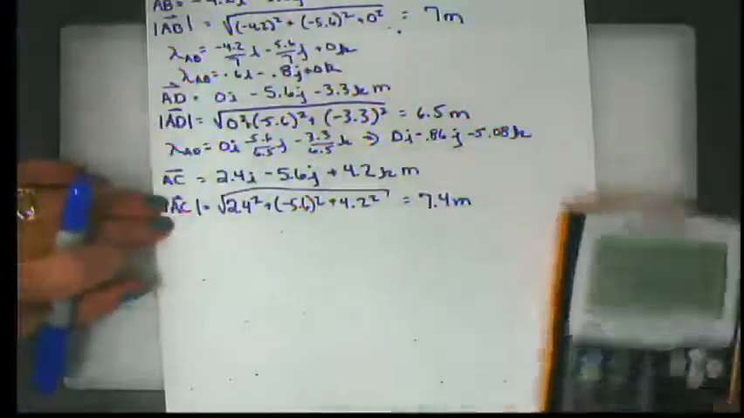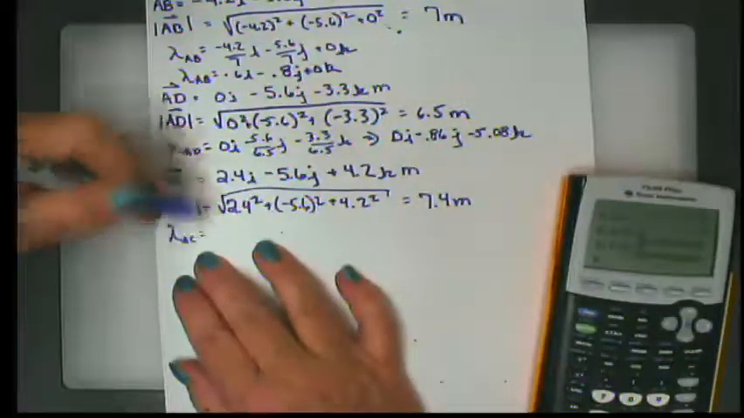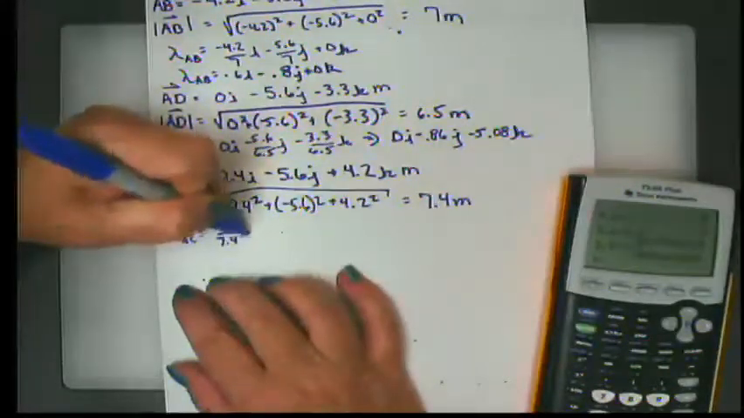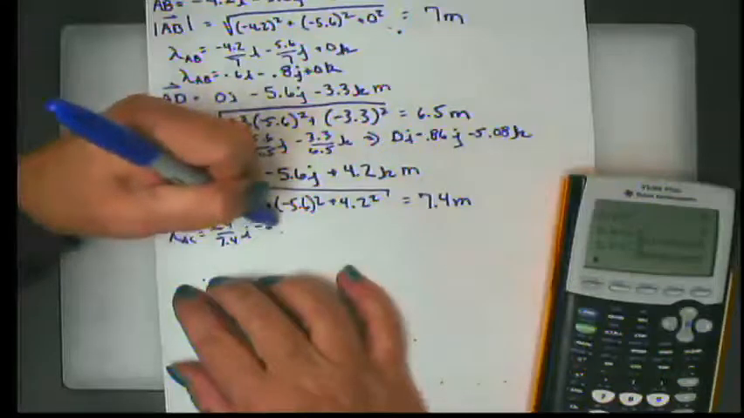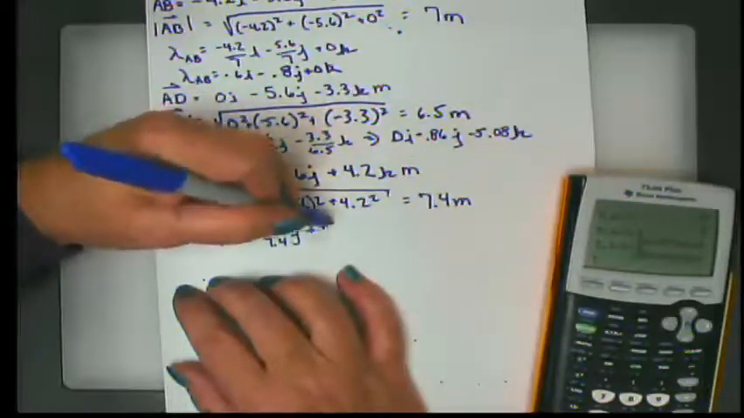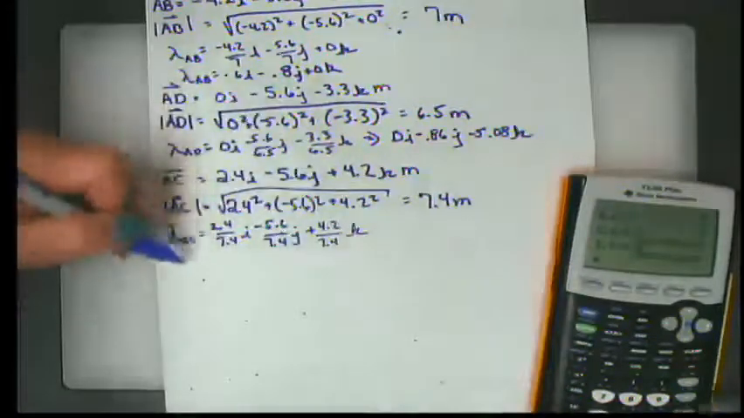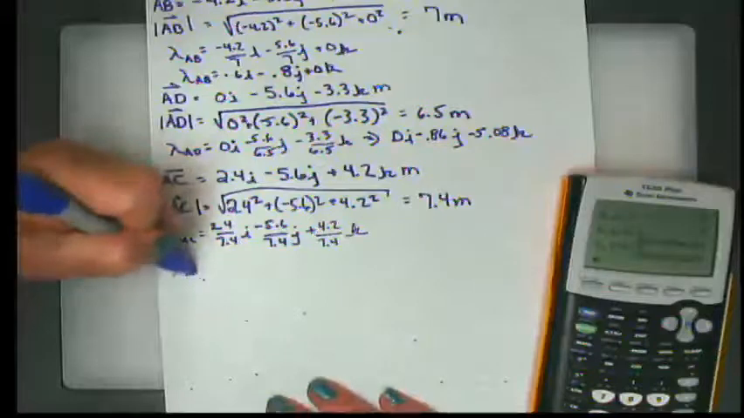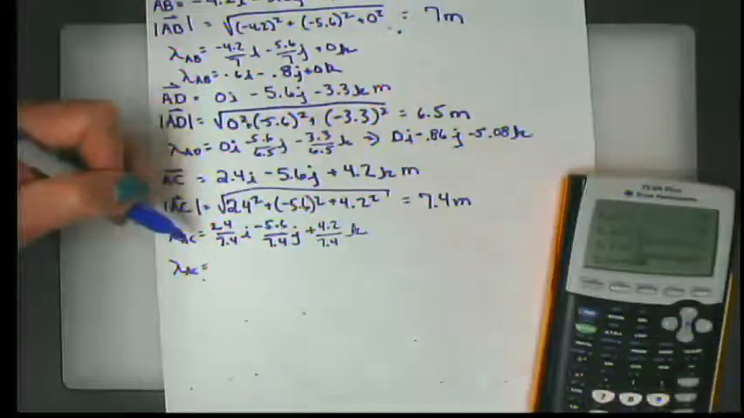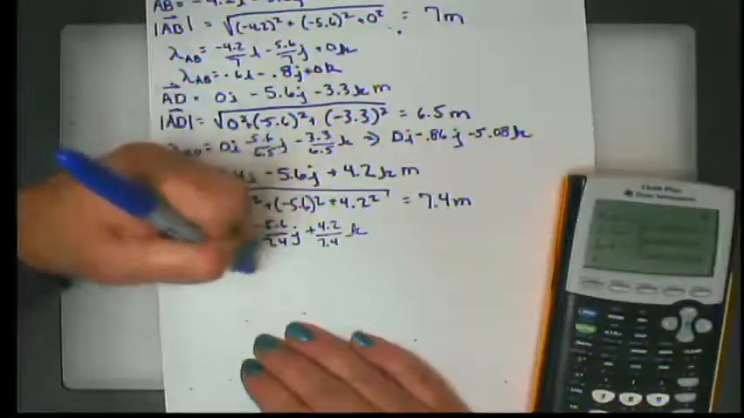Then finally, I'll do the same thing for AC. So lambda in the direction of AC is 2.4 over 7.4 i minus 5.6 over 7.4 j plus 4.2 over 7.4 k. And 2.4 divided by 7.4 is 0.32.